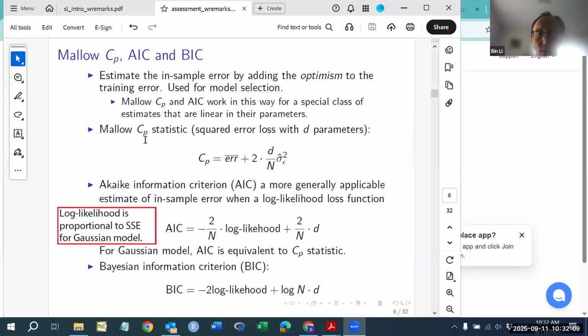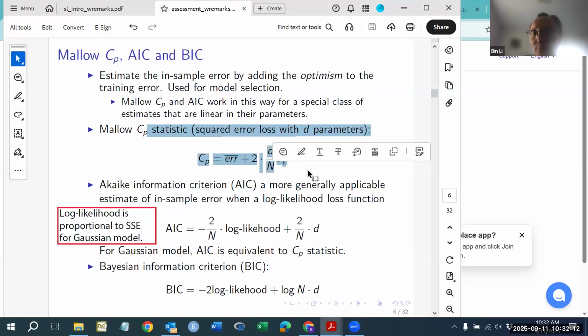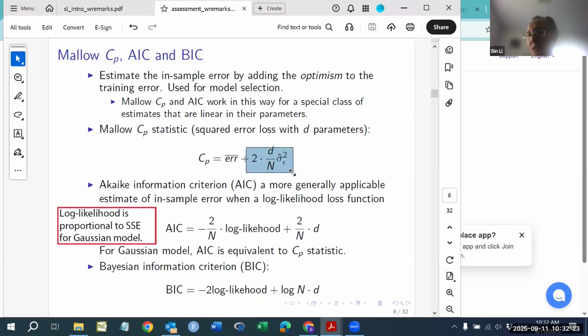So now you can see this is exactly the Mallow's Cp that we talked about. Mallow's Cp is to find the model that minimizes the training error plus this term. What is this term? That is the expected value of the optimism. Okay, and what is AIC? AIC is more general. It is applicable as a more general estimate of the in-sample error when a log likelihood loss function is used. So AIC is just this one. AIC is equivalent to Cp if we have a Gaussian model.